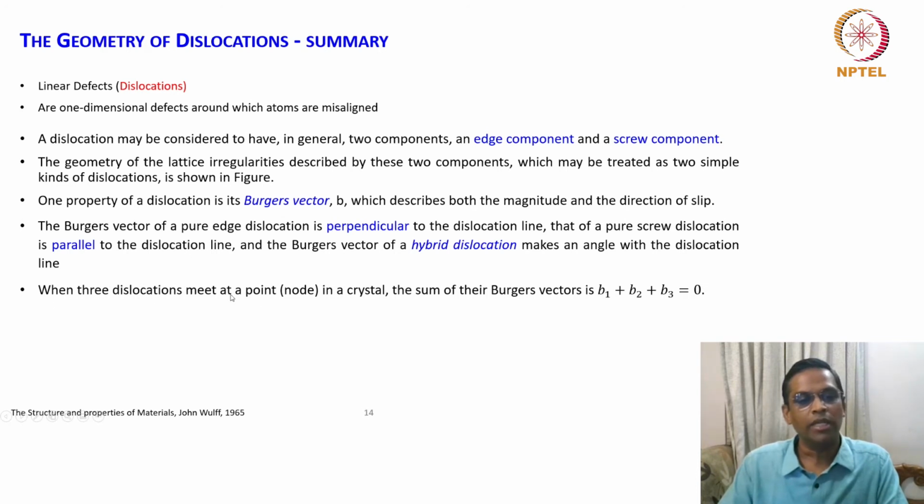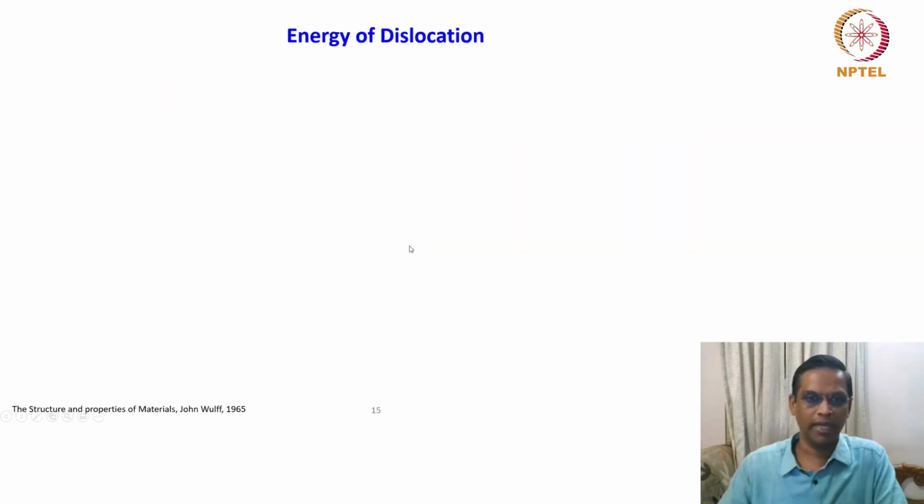When three dislocations meet at a point called a node in a crystal, the sum of their Burgers vectors, b1 plus b2 plus b3, is equal to 0. So this particular point we will see as we move along. In a nutshell, this is a complete description of at least the geometrical nature of dislocations, how they look. Okay, so now we can move on to the next topic, energy of dislocation.